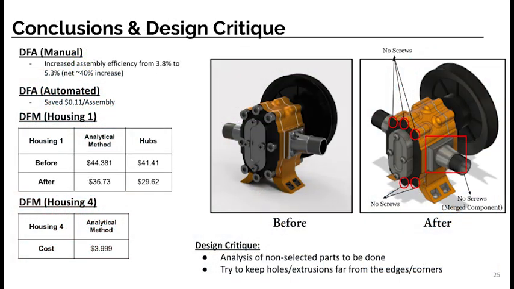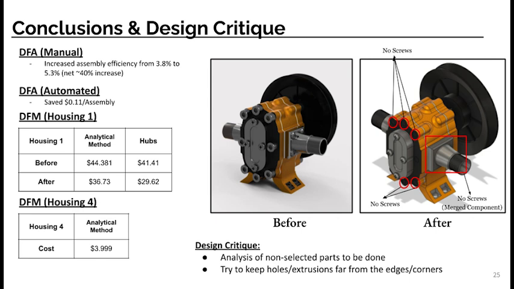To conclude, we managed to optimize the following things. Firstly, we increased the manual assembly efficiency by about 40%. Second, we were able to save $0.11 per assembly. Further, as shown in the slide, we reduced the cost of manufacturing housing 1 and got a low cost of $3.99 for housing 4.